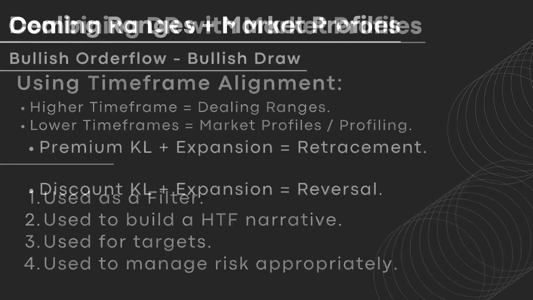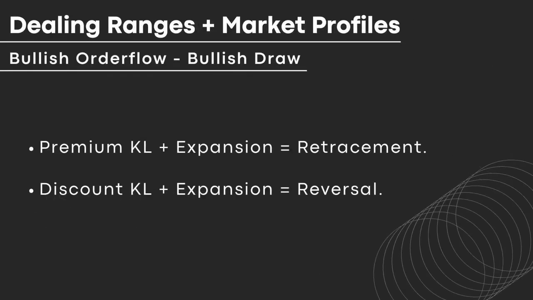So here we're going to discuss different case scenarios for dealing ranges and market profiles. The first one is the different scenarios for bullish order flow, bullish market conditions, or when the drawn liquidity is high. The first scenario is when the market condition is bullish and price forms a bullish dealing range, and then price on the higher time frame retraces back to a premium key level with a lower time frame expansion.